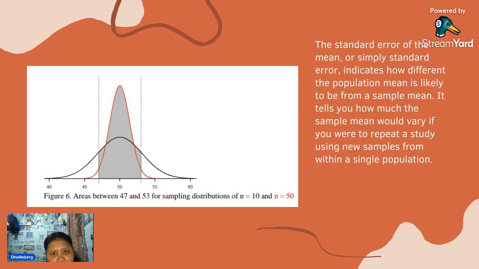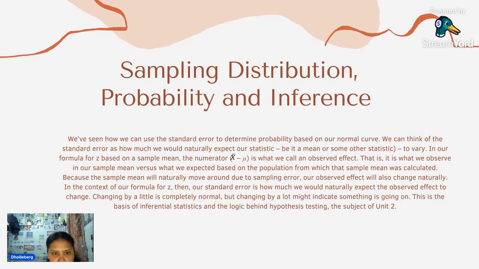Next, the standard error of the mean, or simply standard error, indicates how different the population mean is likely to be from a sample mean. It tells you how much the sample mean would vary if you were to repeat a study using new samples from within a single population. Sampling distribution.